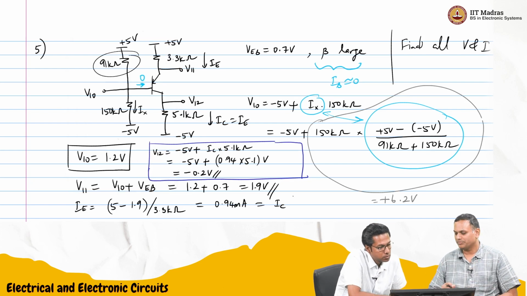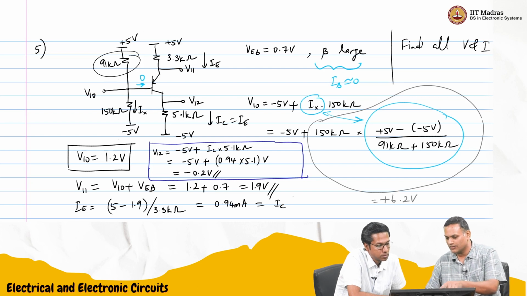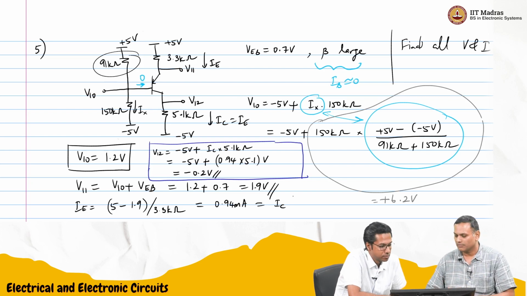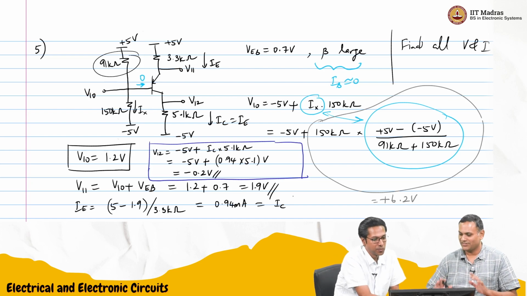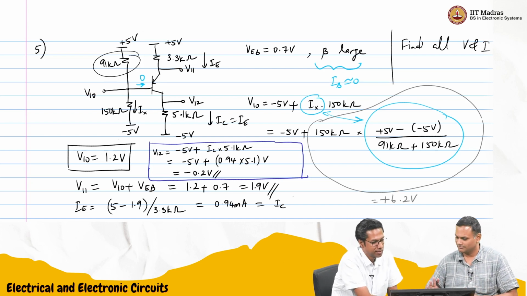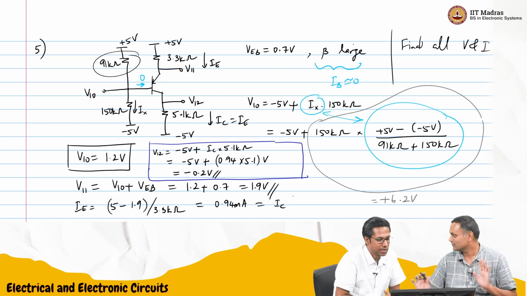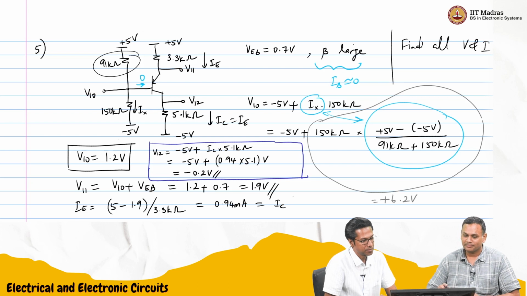Okay. Now we know all the currents and all the voltages in the circuit. We know Ix, we know IE, we know IC, IB is 0. We know all the voltages. Nice. Again, straightforward application of KVL, KCL around the transistor. Correct. With beta equal to large is what we did. Okay, nice.